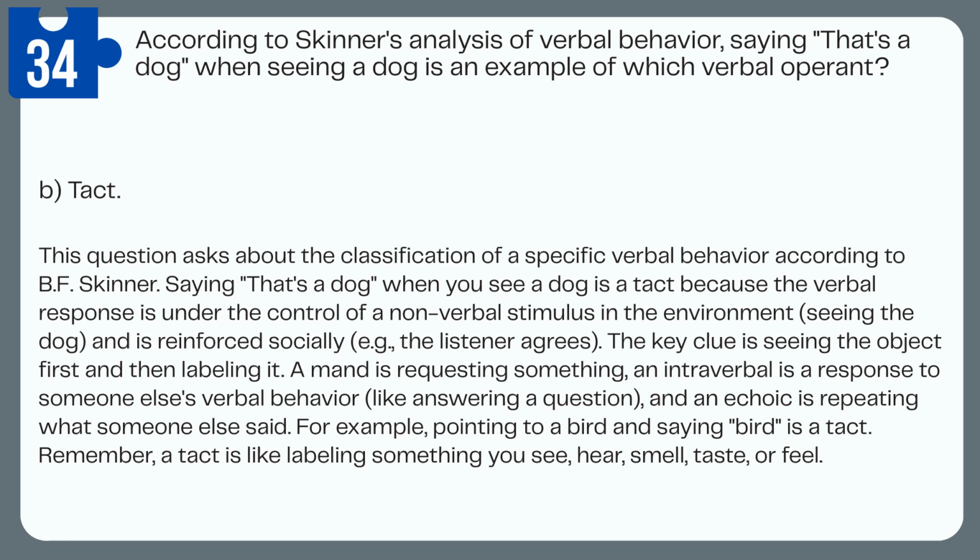A mand is requesting something. An intraverbal is a response to someone else's verbal behavior, like answering a question. And an echoic is repeating what someone else said. For example, pointing to a bird and saying "bird" is a tact. Remember, a tact is like labeling something you see, hear, smell, taste, or feel.